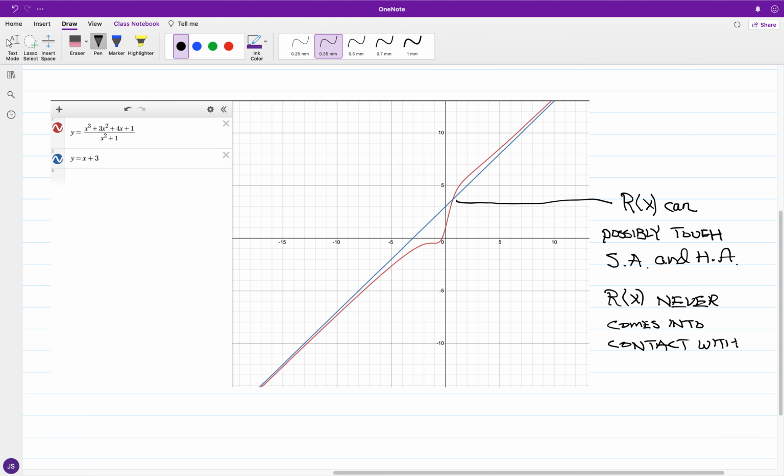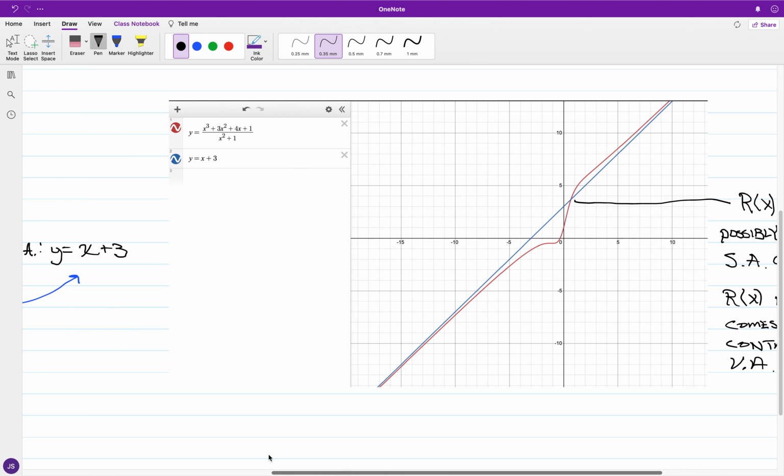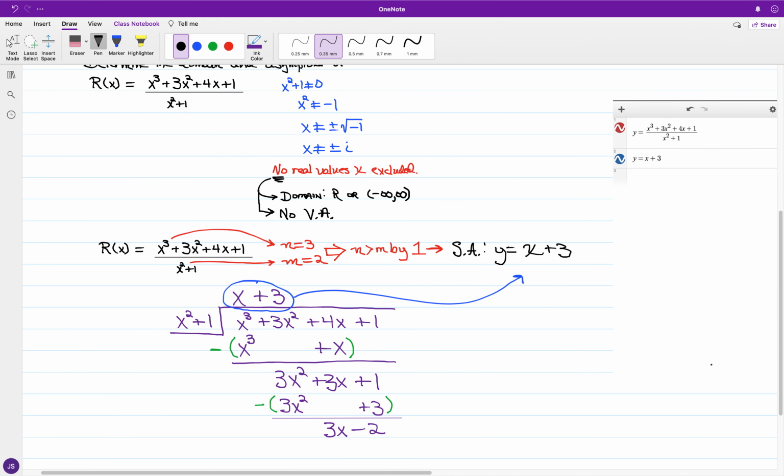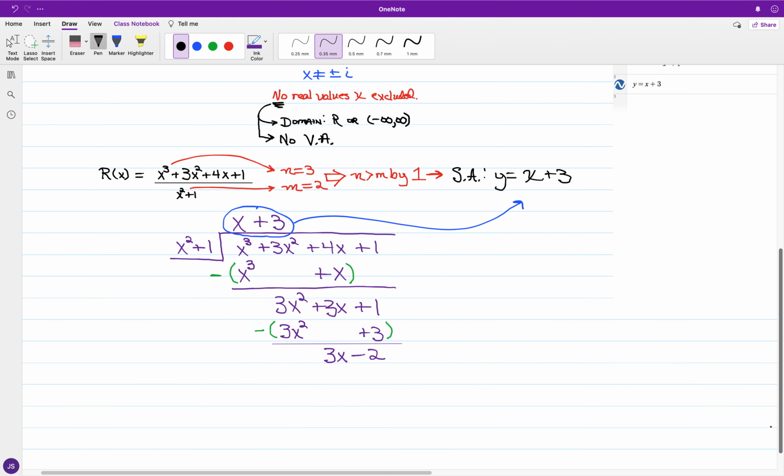Now, in the next situation, we have our next rational function. Here we're going to have r of x is equal to 2x squared minus 18 all over x squared plus 5x plus 6.